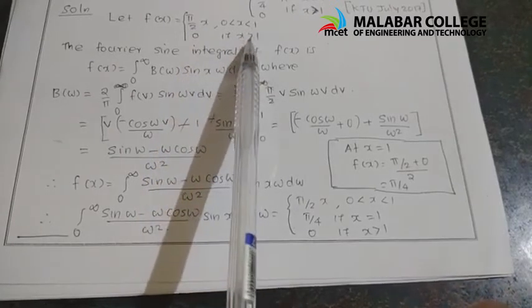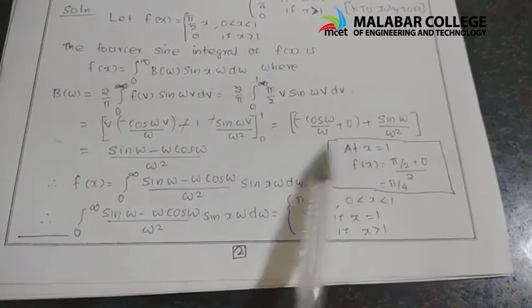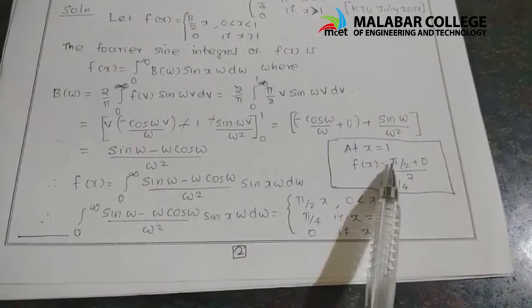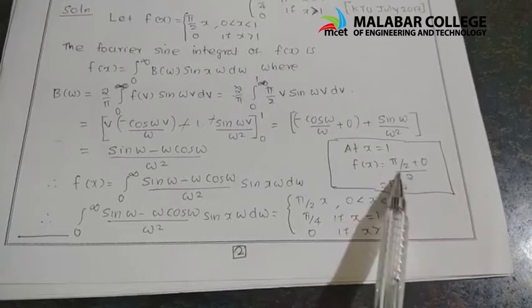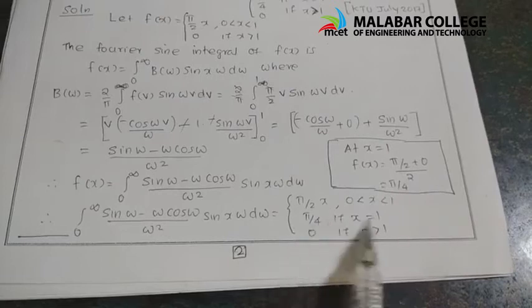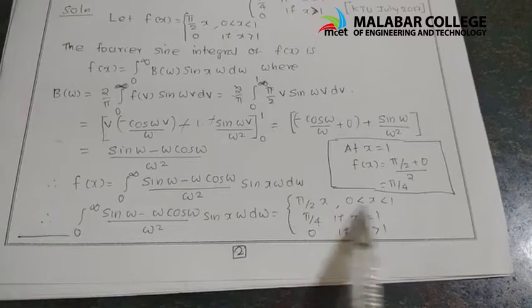In place of discontinuity at x equal to 1, what we have to write? We have to take the average of these two values. One is pi by 2 and one is 0, divided by 2. So pi by 2 plus 0 by 2, which is pi by 4 here. So at x equal to 1 the value will come pi by 4, and when x equal to 0, pi by 2 into 0 is 0 here. So there are three values: pi by 2x in between 0 and 1, pi by 4 at x equal to 1, and 0 for x greater than 1.